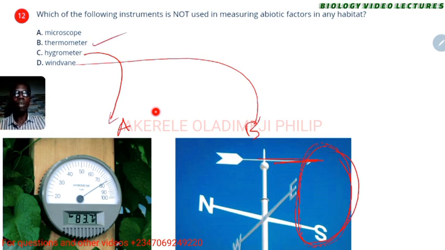Then we also have something called a thermometer, which is also used for measuring some abiotic factors like what? Like temperature. Temperature is abiotic, but we don't use the microscope at all. So the answer is A. It's which of the following is not used in measuring abiotic factors. We probably use a microscope most times to look at microorganisms, which are living things, which are biotic. So the answer there is A. All right.